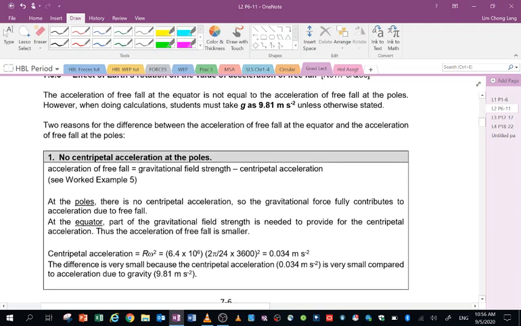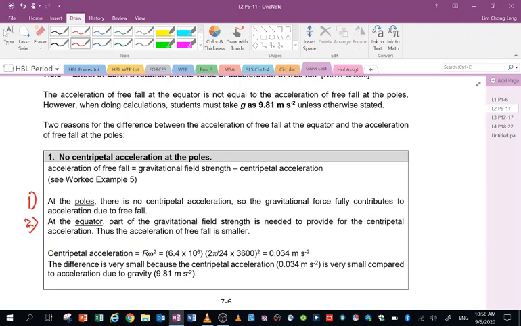Right, look at number one. Now, there are actually two cases here: a body at the pole and a body at the equator. A body at the pole rotates on the same spot as the Earth rotates. However, a body at the equator moves in a circle, and because of that, part of the gravitational field strength is needed to provide the centripetal acceleration.